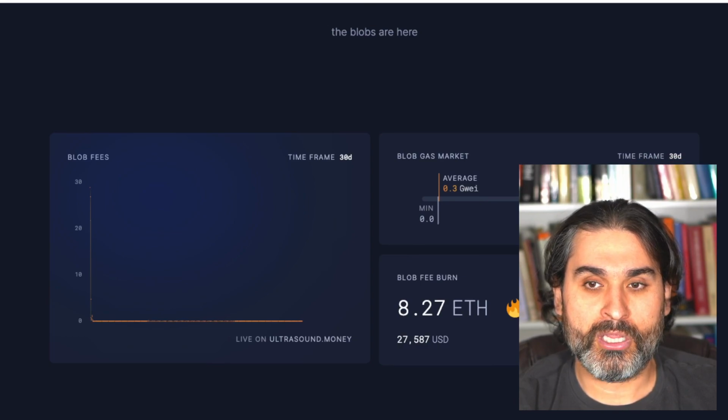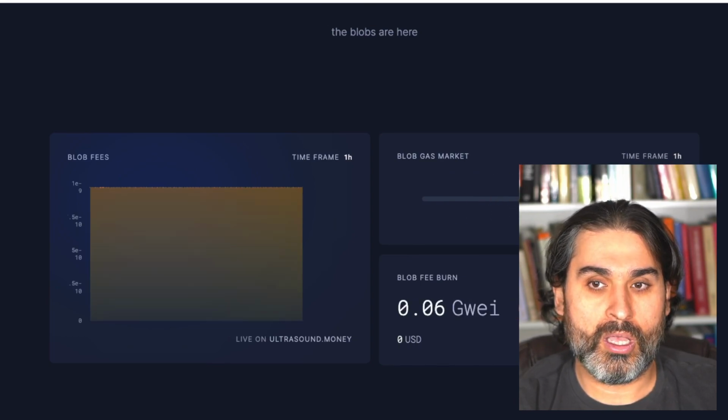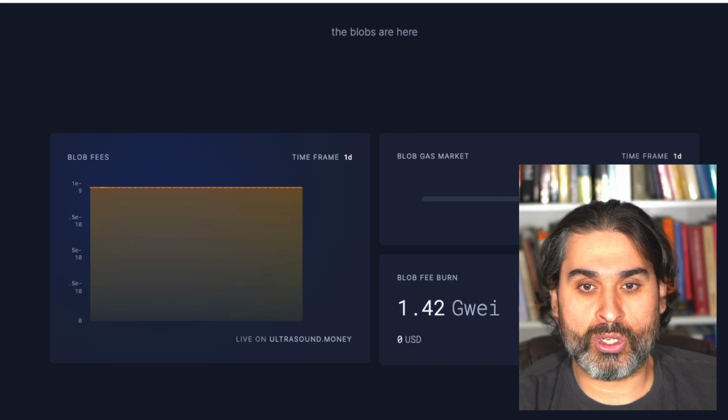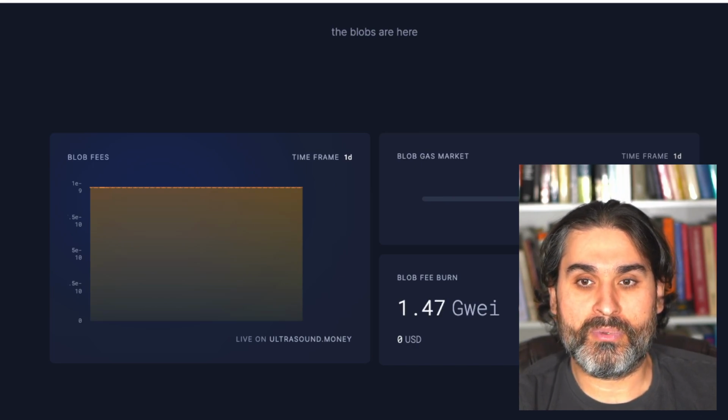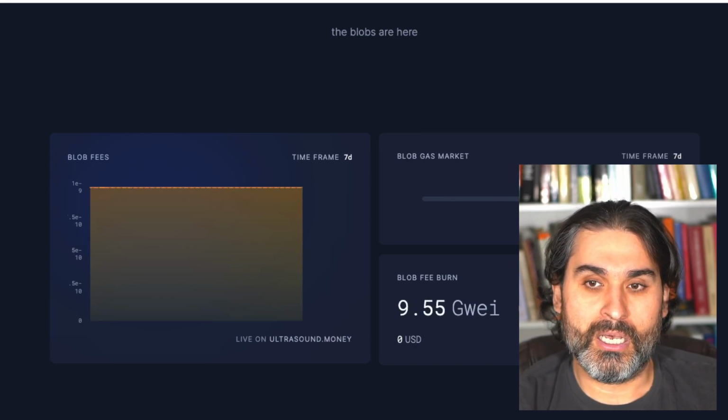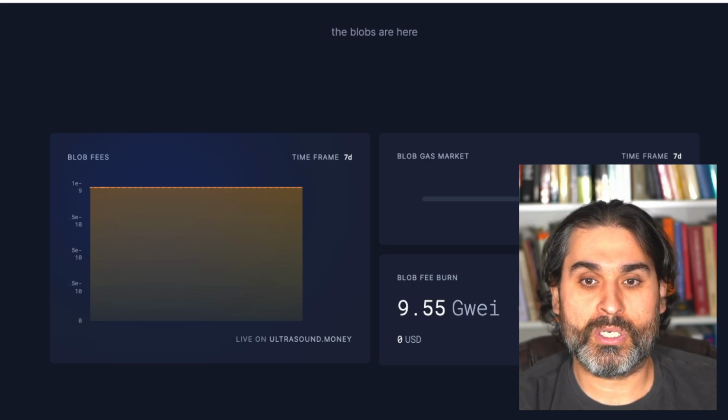But looking on the shorter timelines, like a week, the max, it's just not reaching those points where the fee market is coming into practice. It's really, really cool to see that it's worked so well.